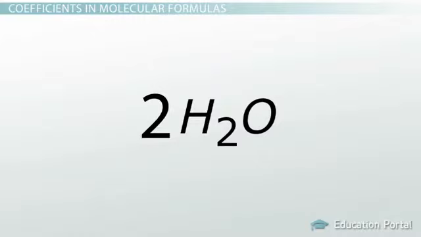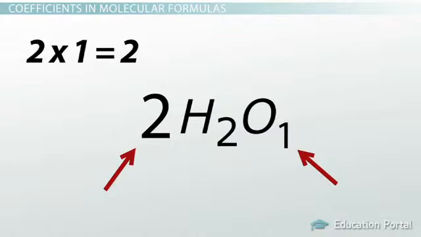Then to find the total quantity of oxygen atoms present, multiply the numerical coefficient of 2 by the subscript of oxygen. Since there is no subscript of oxygen, remember it is implied to be 1. So the calculation is 2 multiplied by 1, which equals 2. This calculation reveals there are 2 oxygen atoms present.